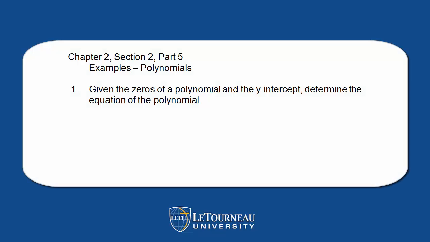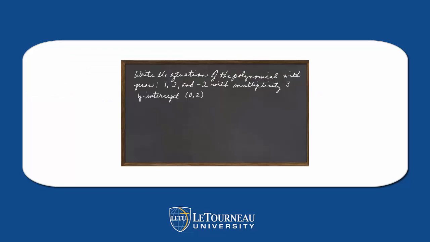Now in this one, we want to look at some examples of polynomials and how we can graph them, what we can read from them. The first one, we want to be able to write the equation of a polynomial. We want to write the equation of a polynomial with zeros 1, 3, and minus 2 with a multiplicity of 3, a y-intercept of 0, 2.